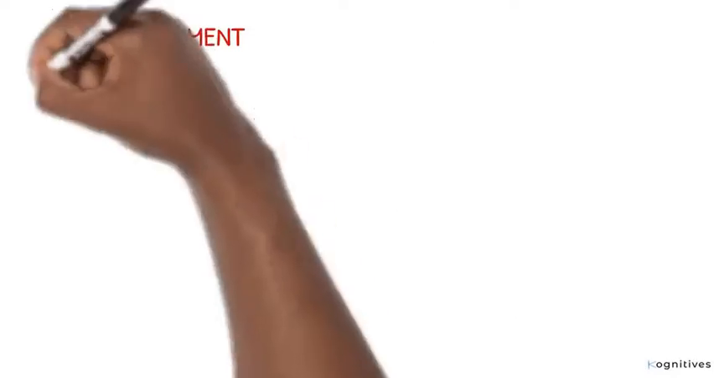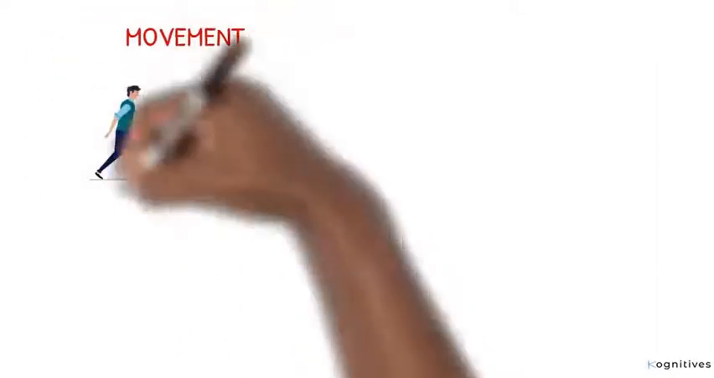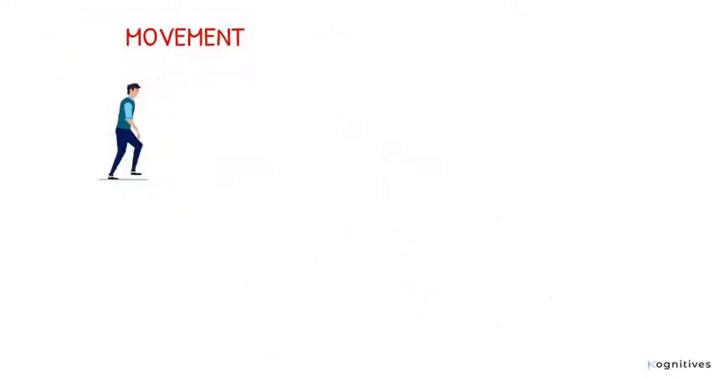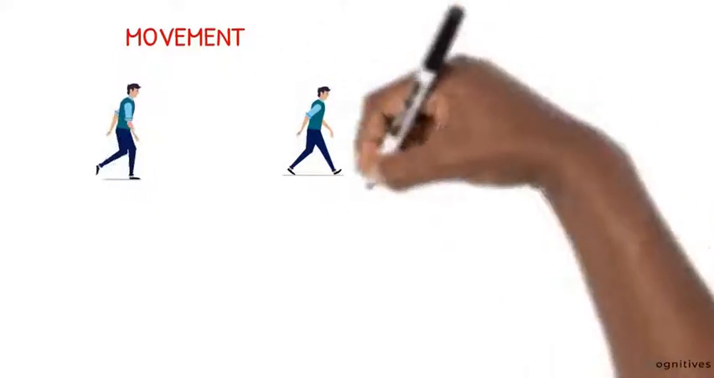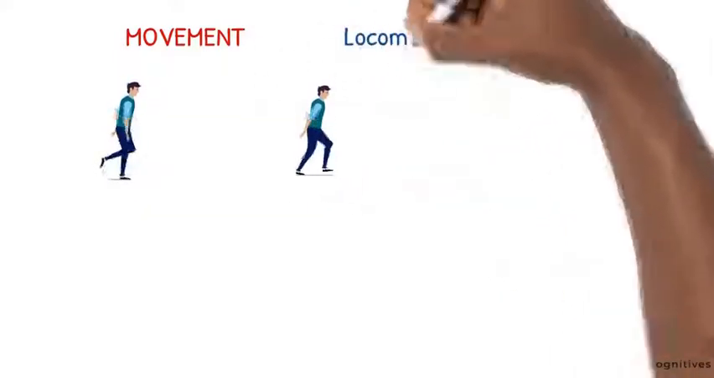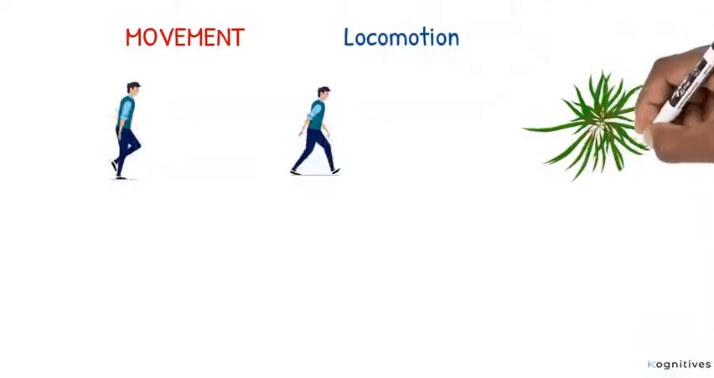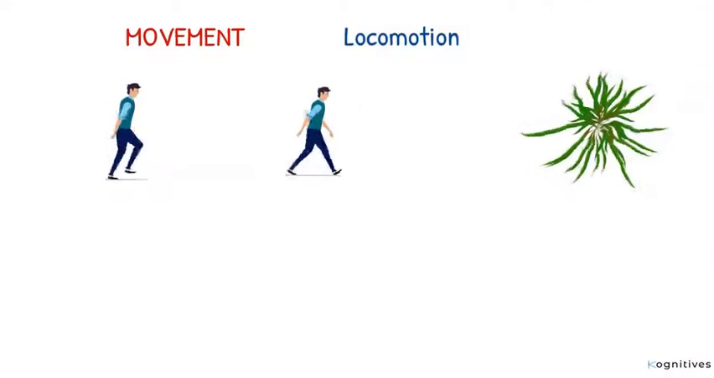What is movement? Movement refers to a change in position or location of an organism from one point to another. It is more easily detected in animals than in plants. The reason is because animals have the ability to move from one place to another, and this type of movement is called locomotion. Plants, on the other hand, do not carry out locomotion, they only move body parts.